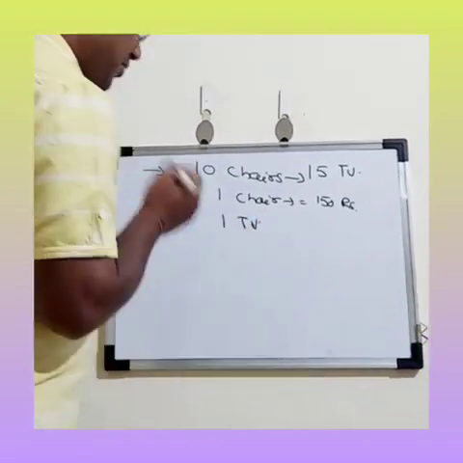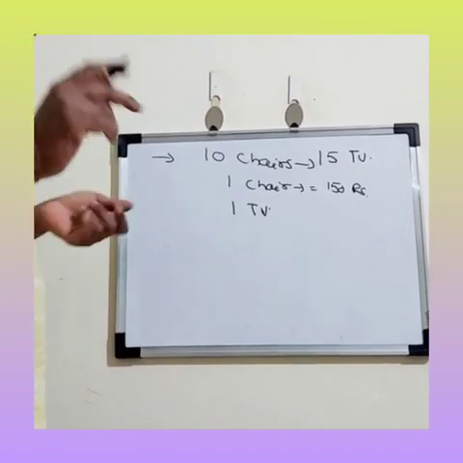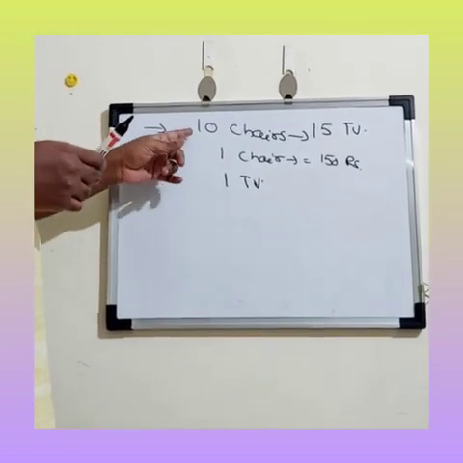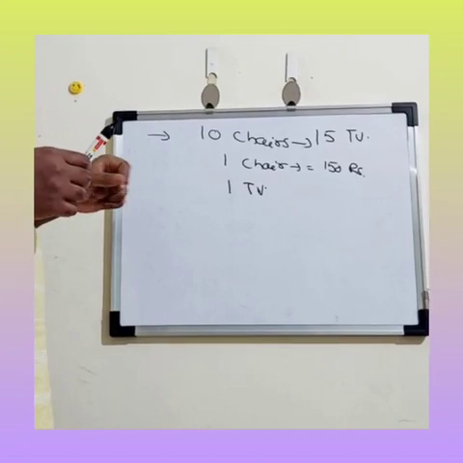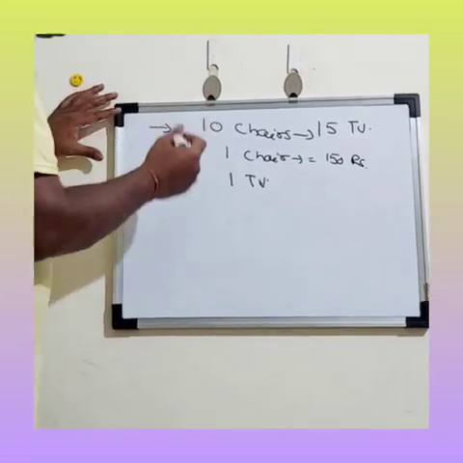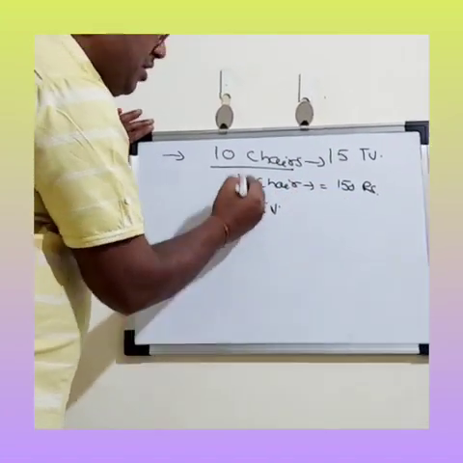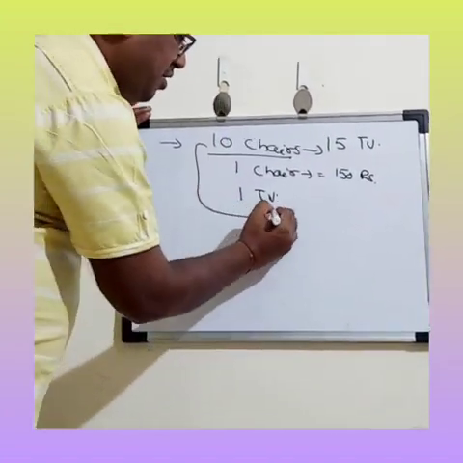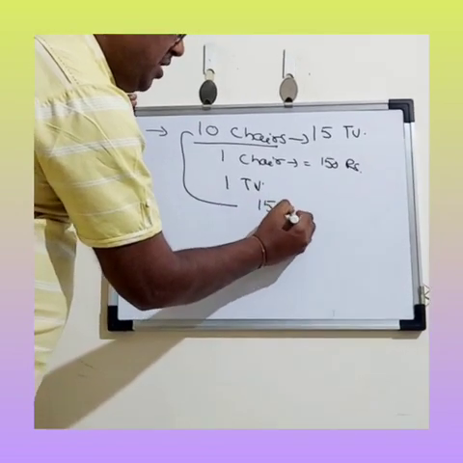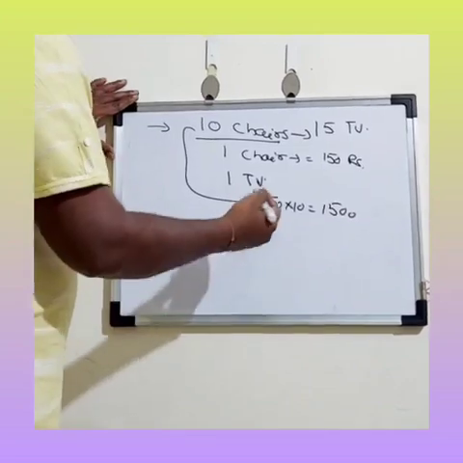So, to solve this problem in less than a minute, first we need to understand the logic. What are the steps given? The cost of 10 chairs is given as equal to 15 TVs, and the cost of one chair is also given. So first we need to find the value of 10 chairs, because the cost of one chair is already given. So the cost of 10 chairs is 150 multiplied by 10, that is 1500. Just add 0. So 1500.